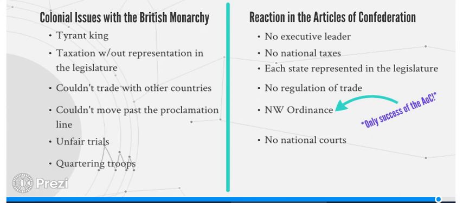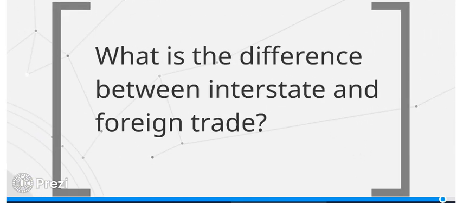Okay, and then on the left-hand side again, we're quartering troops in our house with no consent. Since we're mad about this military, what do you think is going to happen? We're just not going to have a national military. We're done. We're over it. Okay, no national military. All right, and this is definitely a problem.